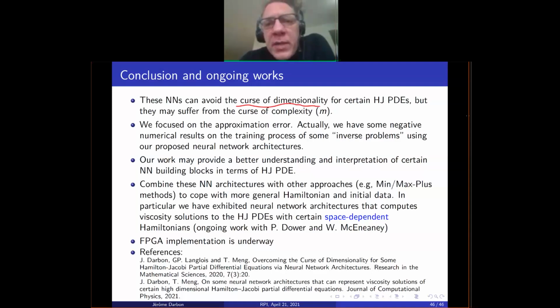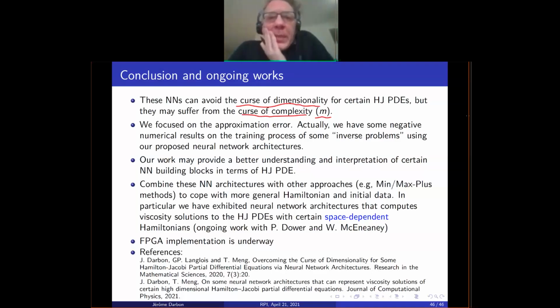However, what we did not cover here is that if you consider a Hamiltonian that cannot be represented by the following architecture, then you need to put more and more neurons in the layers, and M may go to plus infinity. And so you do not suffer from the curse of dimensionality, but you are going to suffer from the curse of complexity. You need a neural network that becomes larger and larger in terms of neurons.